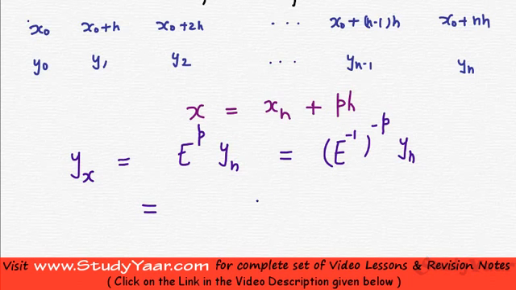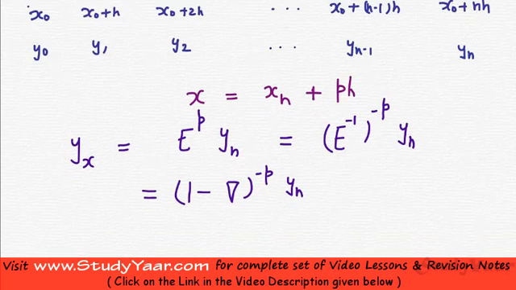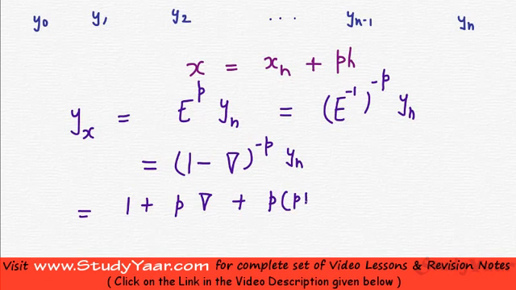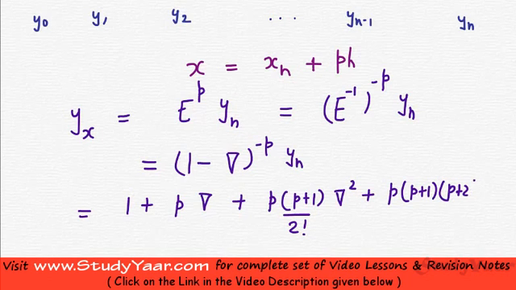Now I know that the inverse operator is equal to 1 minus my del operator. So I have 1 minus del raised to power minus p, operating on yn. You can expand this using your binomial theorem. You are going to get 1 plus p into del plus p into p plus 1 upon 2 factorial del square plus p into p plus 1 into p plus 2 upon 3 factorial del cube and so on. And you have your yn, which is being operated upon.